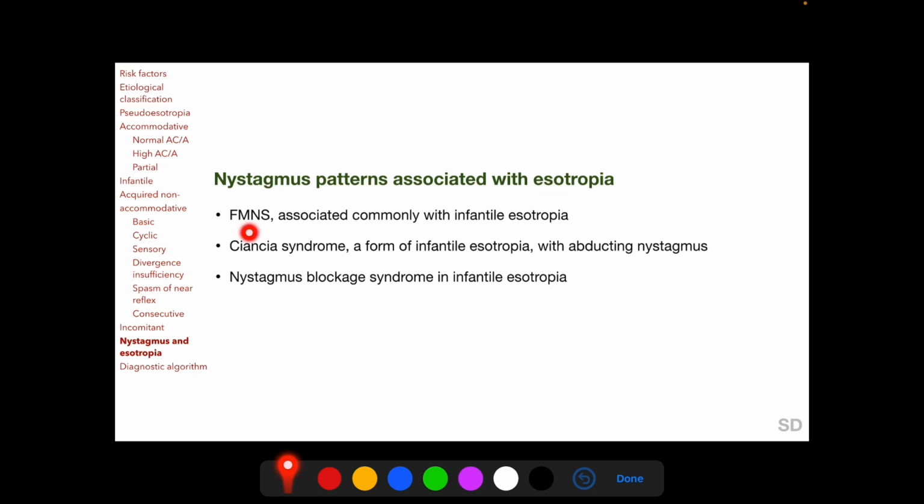As discussed in the previous session, several nystagmus patterns are associated with esotropic deviations. Fusional maldevelopment nystagmus syndrome, also called latent nystagmus, is found in 50% of patients with infantile esotropia. Nystagmus blockage syndrome is found in 10% of patients with infantile esotropia, and Ciancia syndrome is a specific form of infantile esotropia in which we also find abducting nystagmus.